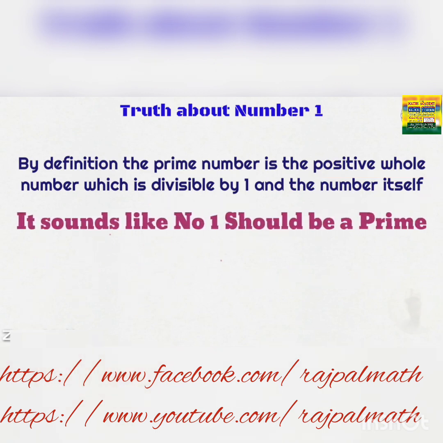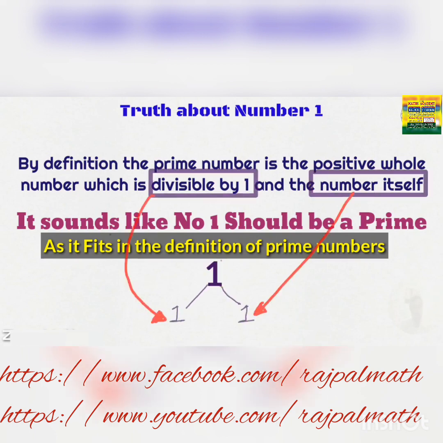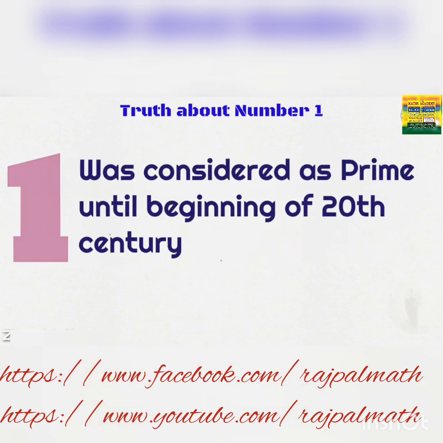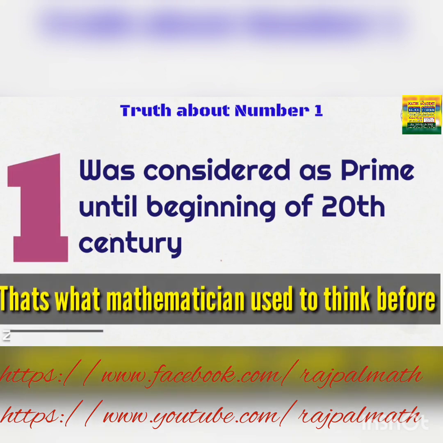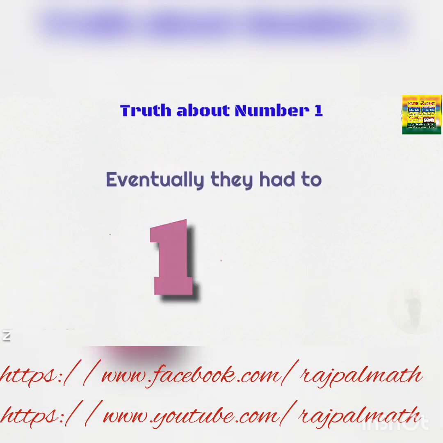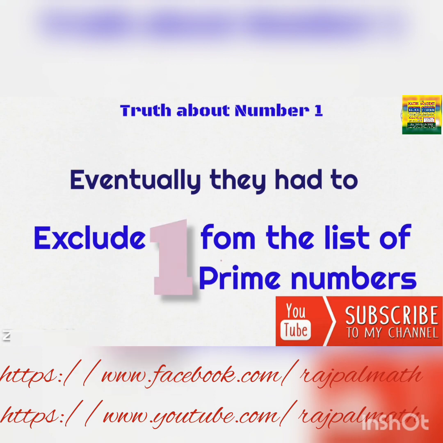So it sounds like number 1 should be a prime number because it fits the definition of the prime number. It is divisible by the 1 and the number itself, that is number 1. Number 1 was considered as a prime number until beginning of 20th century. That's what mathematicians used to think before. But eventually they had to exclude it.